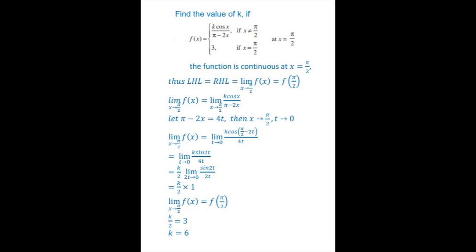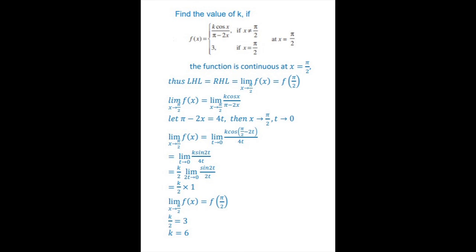So LHL should be equal to RHL, which equals the limit as x tends to pi by 2 of f of x, which equals f of pi by 2, because the function is continuous. Thus, the limit as x tends to pi by 2 of k cos x divided by pi minus 2x. We don't have any formula for this directly. Suppose I substitute pi minus 2x as some other variable, the limit may tend to 0, and then that will be easy for us.